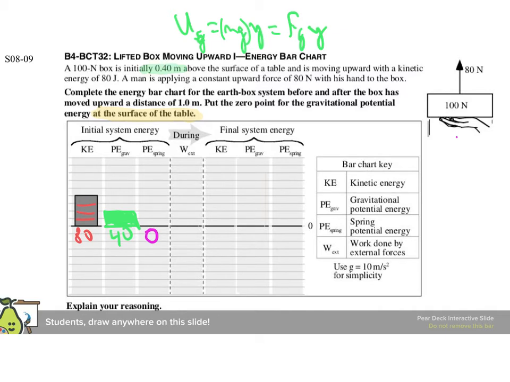Is there external work done? Yeah, the person, the man, is applying external work through that force that he's using. So we can say, well, the work done by non-conservative forces is their force times their distance. So here we have 80 newtons times 1 meter. So that's 80 joules, as big as the kinetic energy.